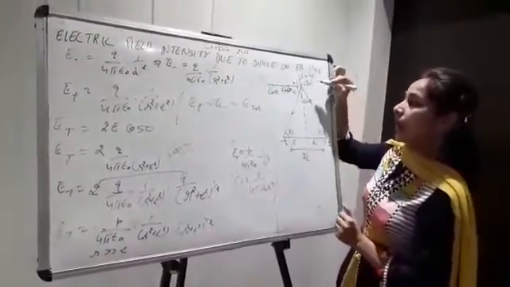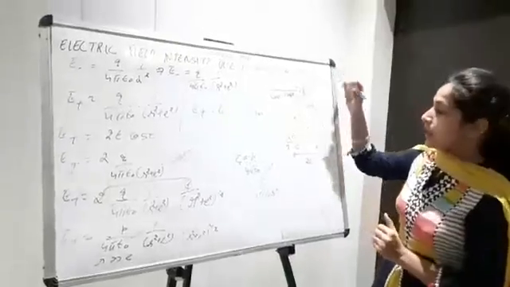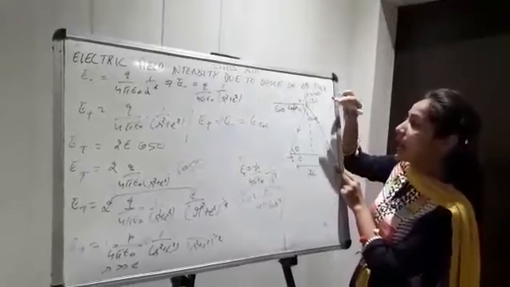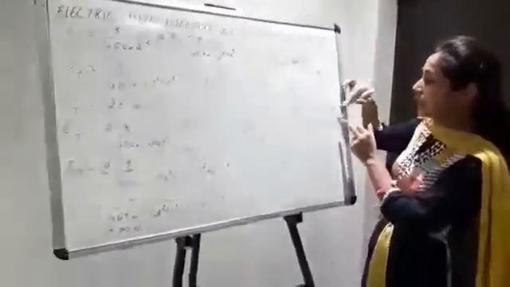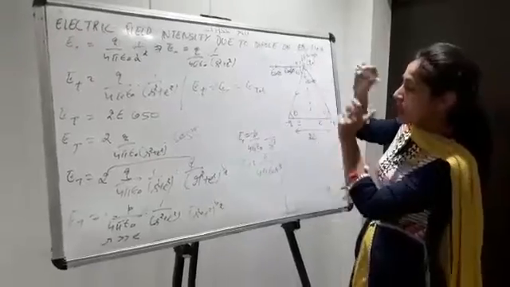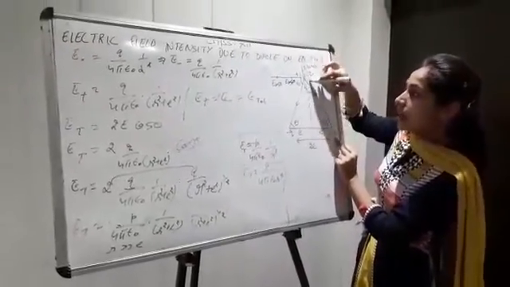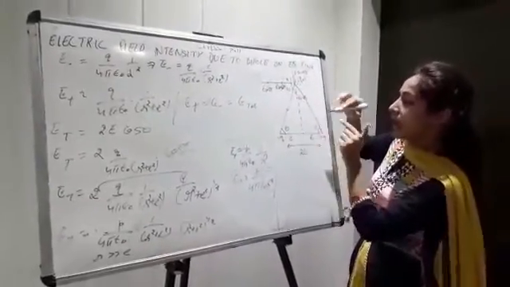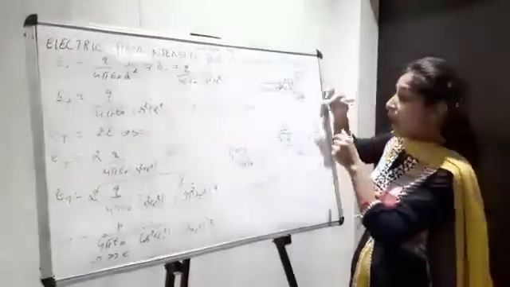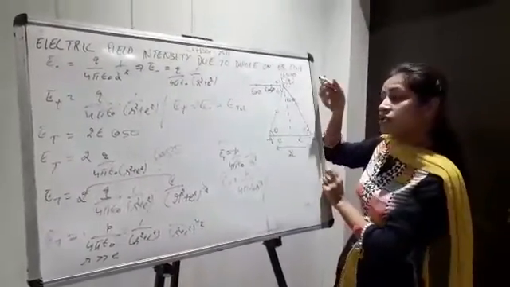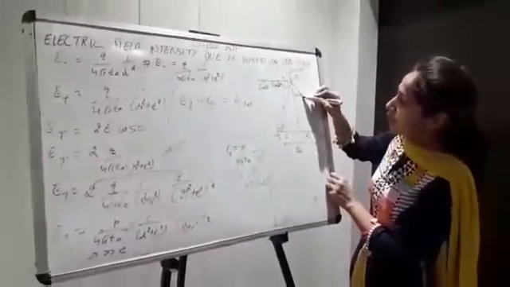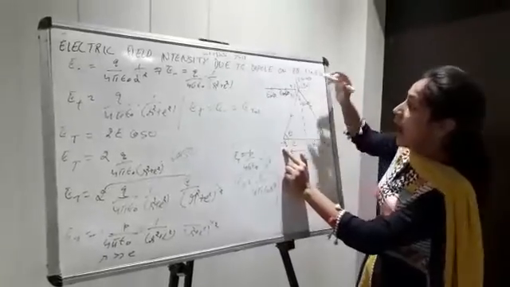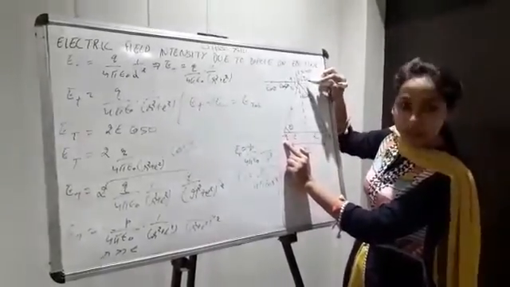Now we can take a unit test positive charge. As we know, this is plus q charge, and the plus q charge will repel the positive unit test charge, applying force in that direction. The electric field will also be in the same direction. And in this case this is a minus q charge and this is our unit test positive charge.